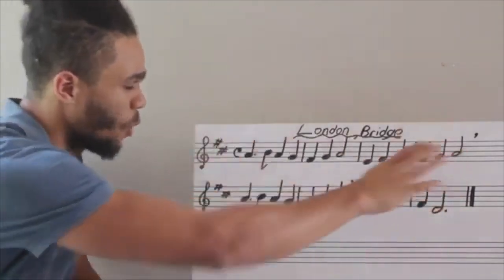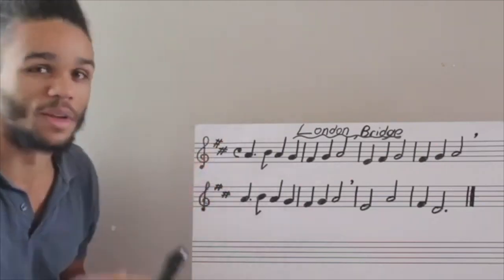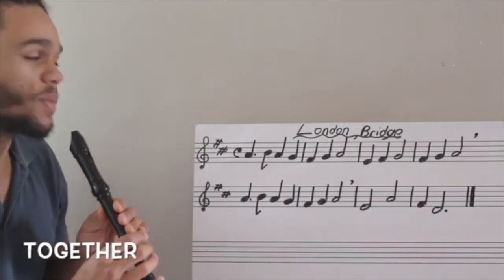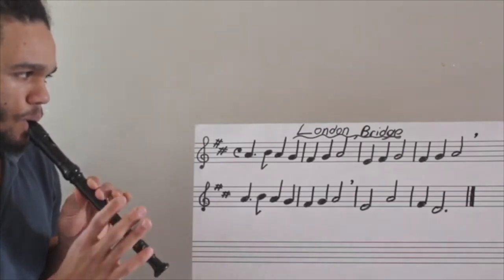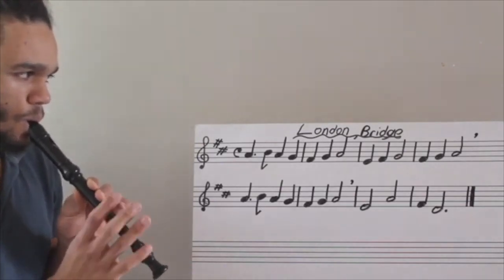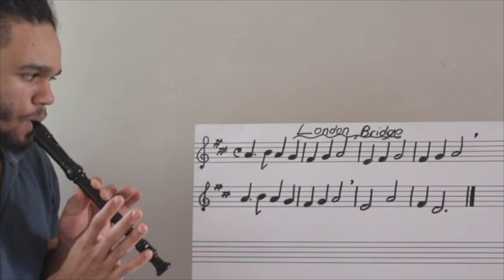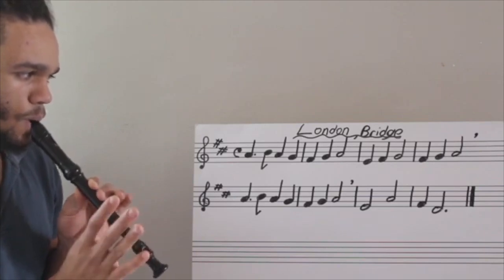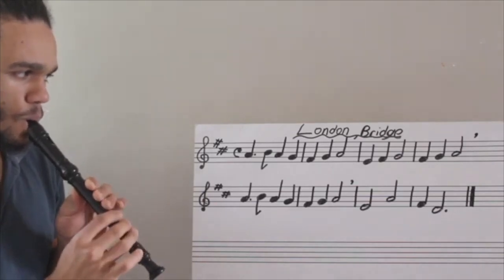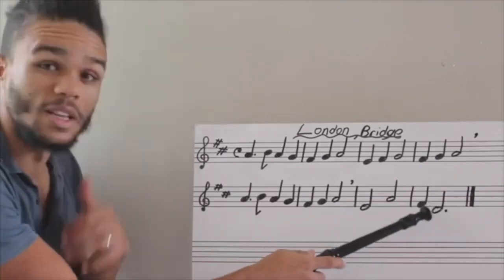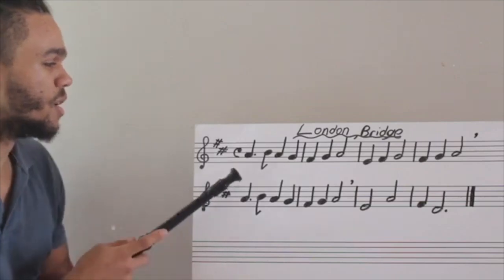So let's now try put line number 1 and line number 2 together. I'll play through it once. You'll play through it and then I'll sing it as you play it, okay? 1, 2, 3, go. Remember, for those low notes, make sure you use a little air. All right, your turn. Let's go for the entire piece. 1, 2, 3, go.